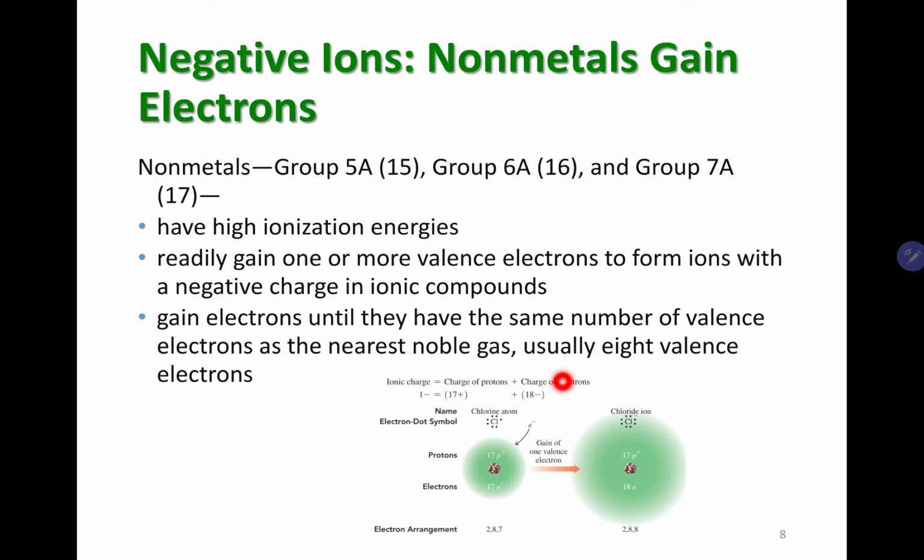Let's talk about anions. Anions are negative ions and are formed by nonmetals. The thing about nonmetals is that they are smaller atoms, so it is very hard to remove electrons from them.